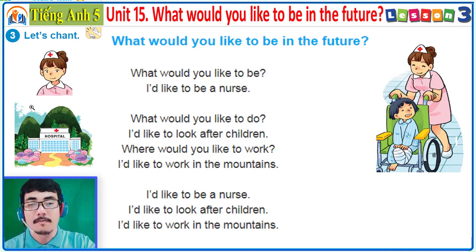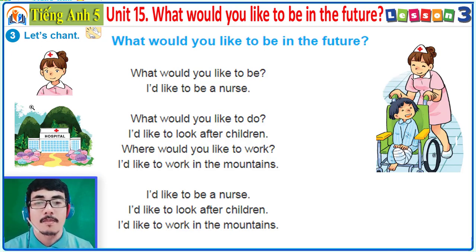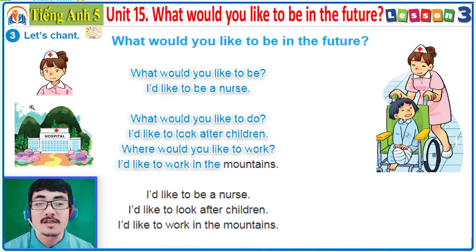What would you like to be in the future? 1, 2, 3, 4. What would you like to be? I'd like to be a nurse. What would you like to do? I'd like to look after children. Where would you like to work? I'd like to work in the mountains. I'd like to be a nurse. I'd like to look after children. I'd like to work in the mountains.